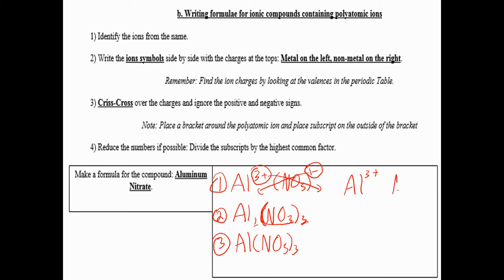You could have done this using charge balancing. So Al3 plus, nitrate is -1. Right now that's 3 plus. To get 0, you need 3 of those -1 charges. And so what this means is we have 1 aluminum and we have 3 nitrates.